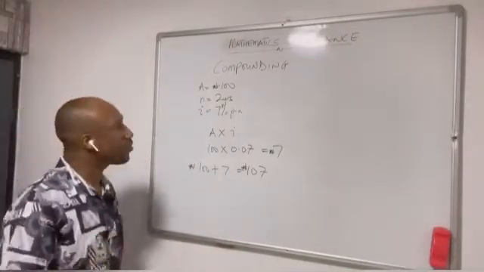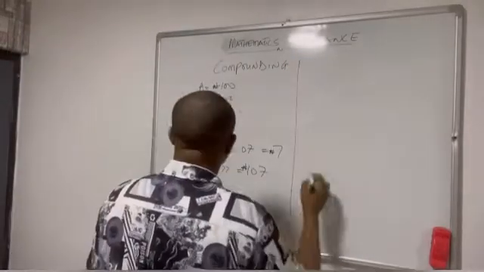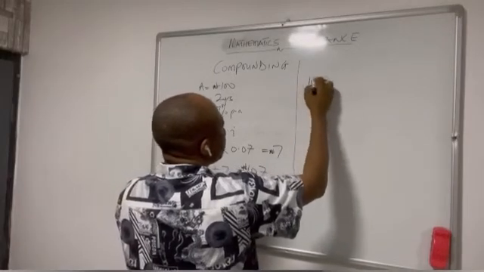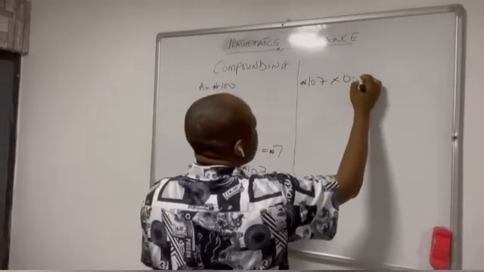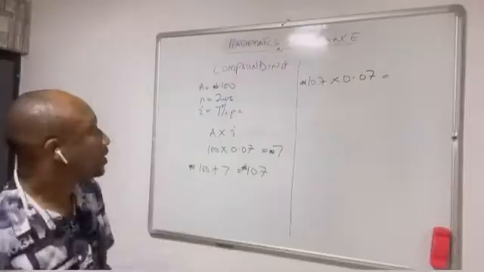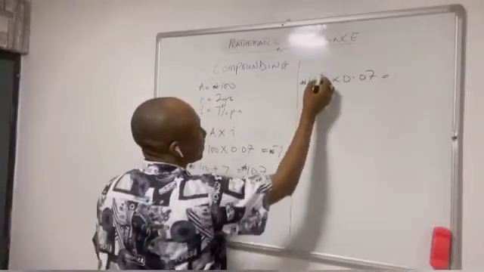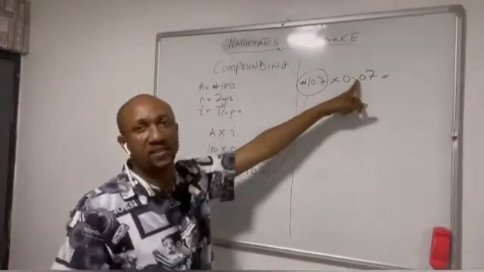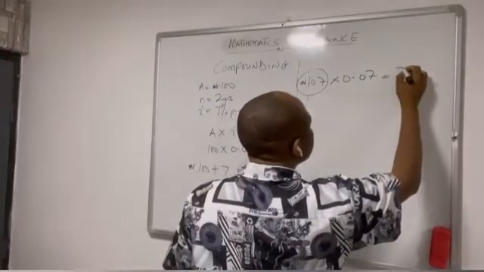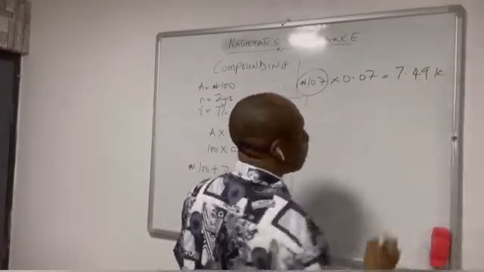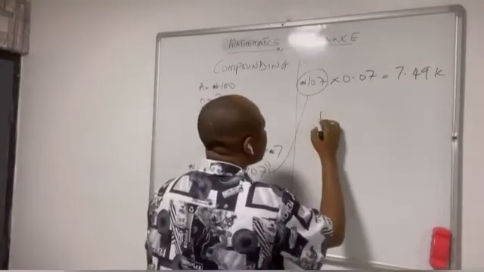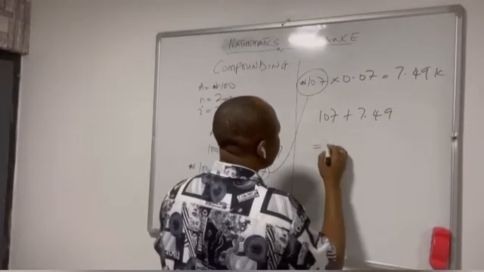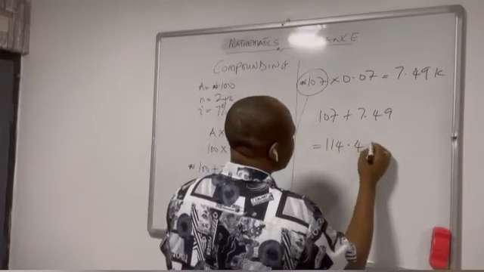At the end of the second year, using compounding, you will then take the balance that you have now, which is 107 naira, multiplied by still your interest rate of 7%. At the end of the second year, your balance for the first year will be multiplied by the interest rate, and that will give you 7 naira 49 kobo. So when you add your 107 plus 7 naira 49 kobo, what you have is 114 naira 49 kobo.